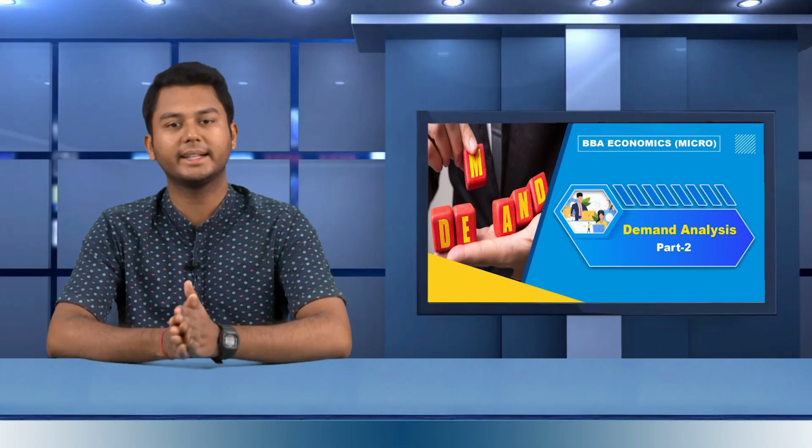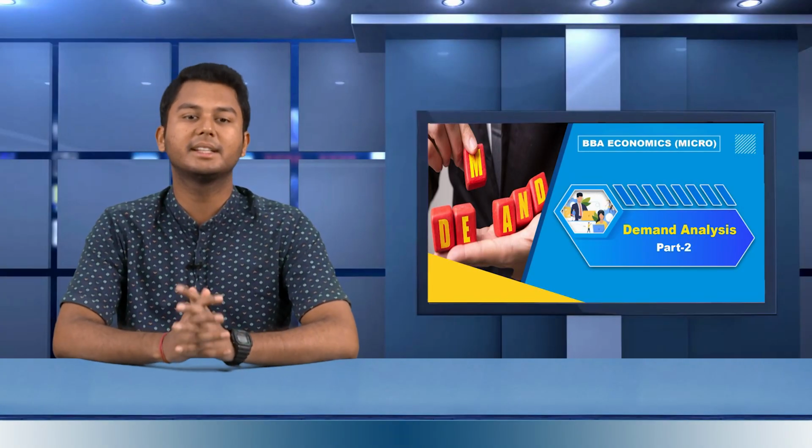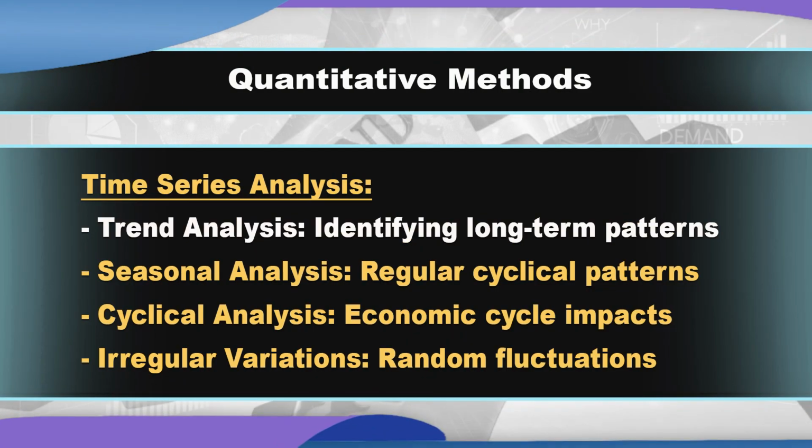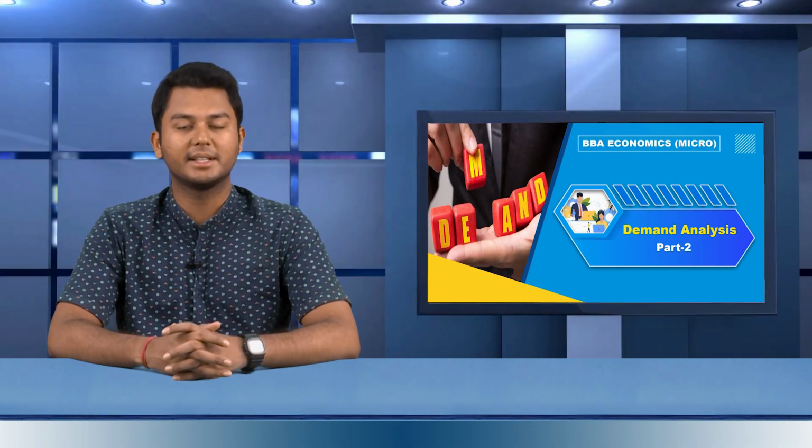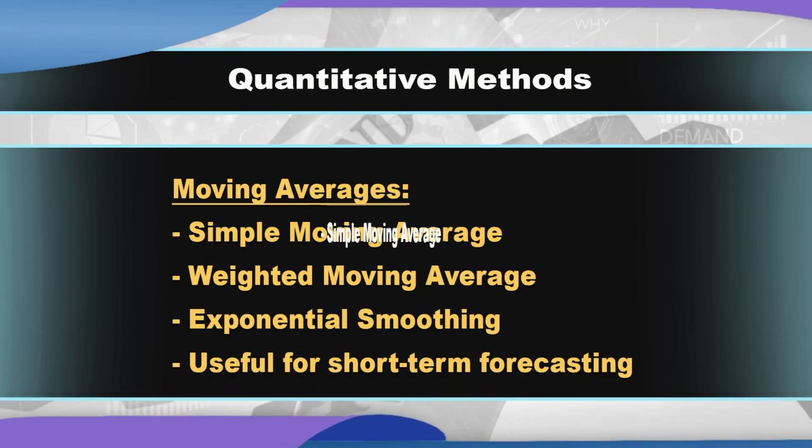Now, if we move to quantitative methods, then you have time series analysis or trend analysis, that is identifying long term patterns. Seasonal analysis includes regular cyclical patterns. Cyclical analysis is the analysis of economic cycles and its impacts. Irregular variations or random fluctuations are also studied in this kind of analysis. One of the techniques under time series is moving averages, that is under that you have a simple moving average, weighted moving average, exponential smoothing, which are useful for typically short run forecasting.